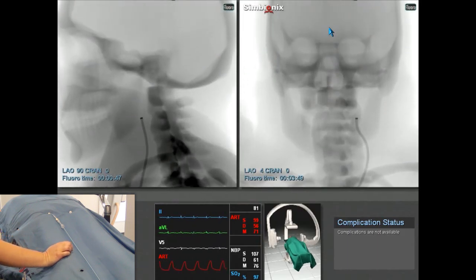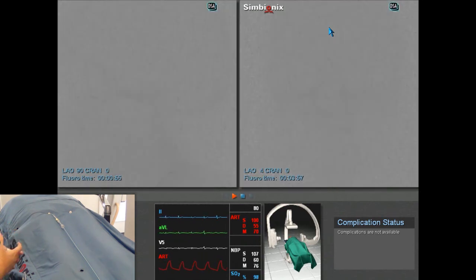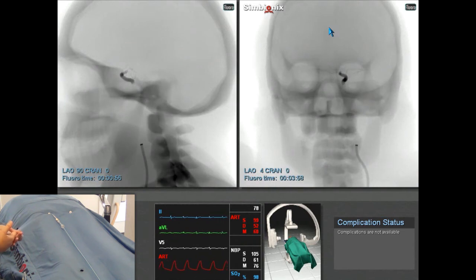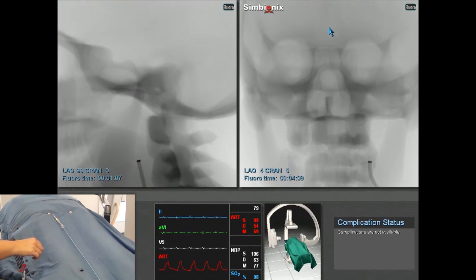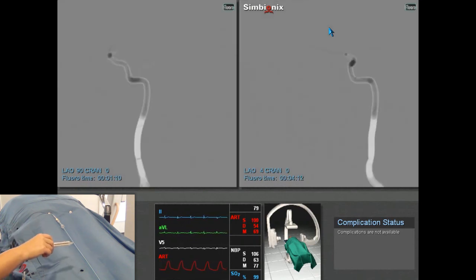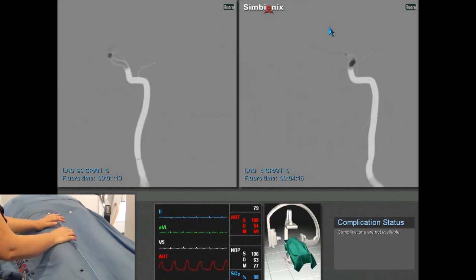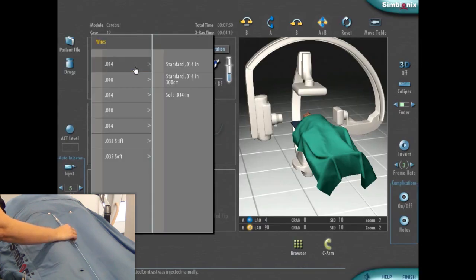So now an AP and lateral angiogram. And you can see that the carotid terminus is occluded. That's a bad problem. Notice in the lower right complication status, it's possible to turn the complication status on and off so that initially you can let the operator get used to the system in the same way that you would an angio suite.